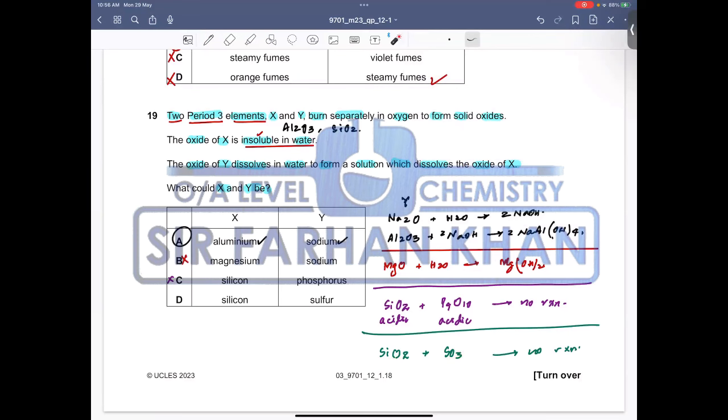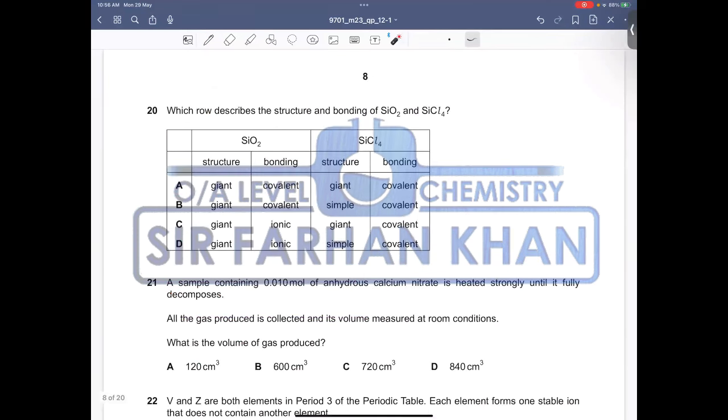Let's do question number 20. Which row describes the structure and bonding of SiO2 and SiCl4? Guys, we have done this in detail in class. SiO2 exhibits covalent bonding.